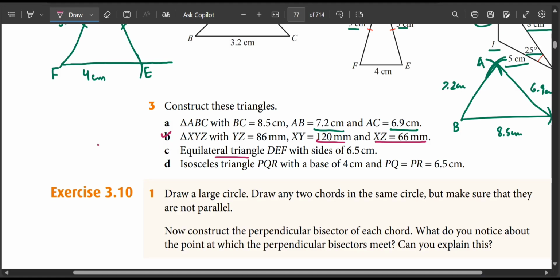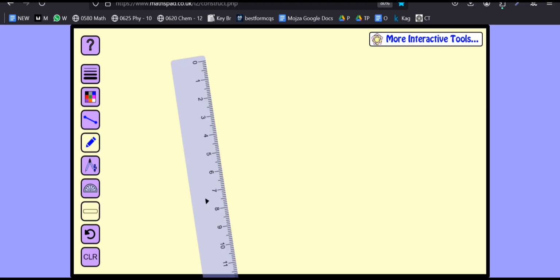Equilateral triangle DEF with sides of 6.5 centimeter. So what is meant by equilateral triangle? That means all of the sides of equilateral has equal length and equal angle. So all of them are 60 degrees. So what we are going to do is, actually let's just make it on here. Let's go with this.